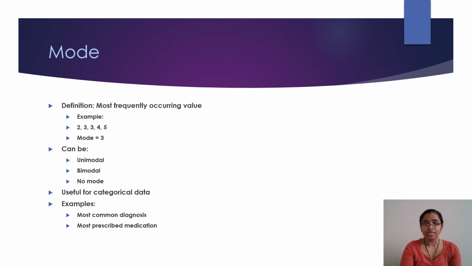As we said, it is useful for categorical data, like for example, the most common diagnosis or the most prescribed medication, where we need to know what is the most common thing. We are not worried about the numbers.